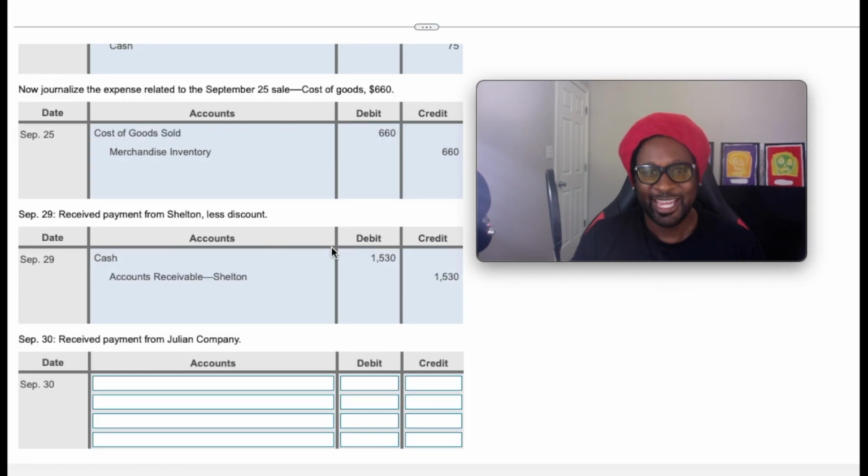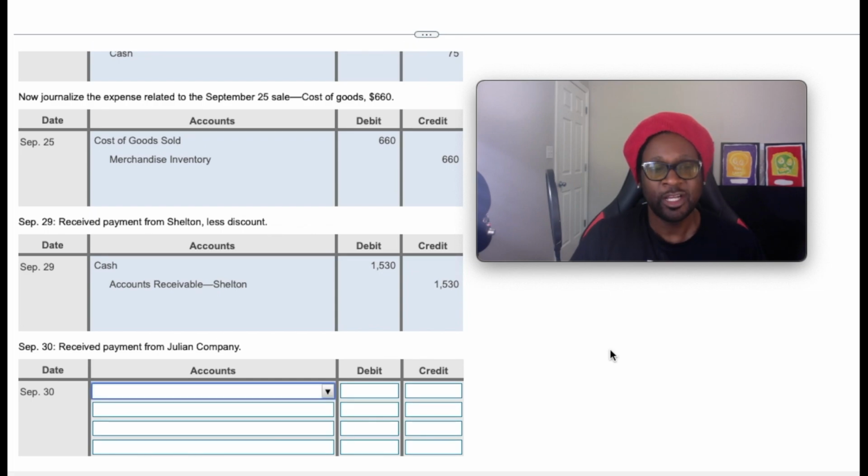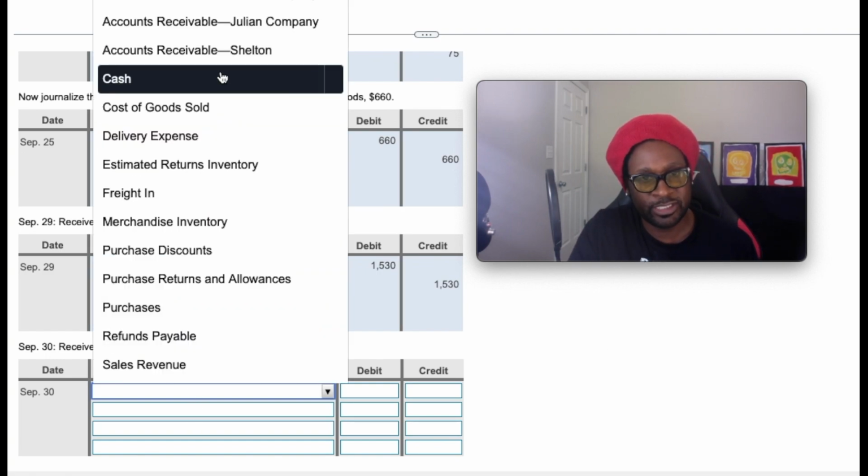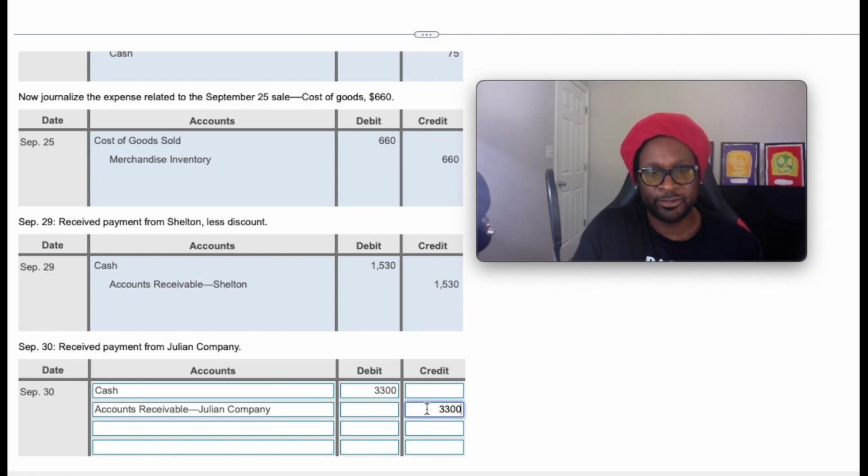Good job. And last but not least, received payment from Julian Company. So on September 15th, we sold some inventory to Julian on account. No discount terms were involved. Therefore, we're going to record this like an ordinary collection on account, which means that we're going to debit cash and credit accounts receivable for the gross amount of $3,300. We're going to check the answer.